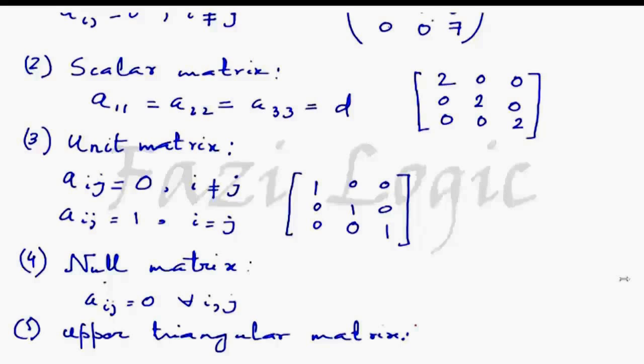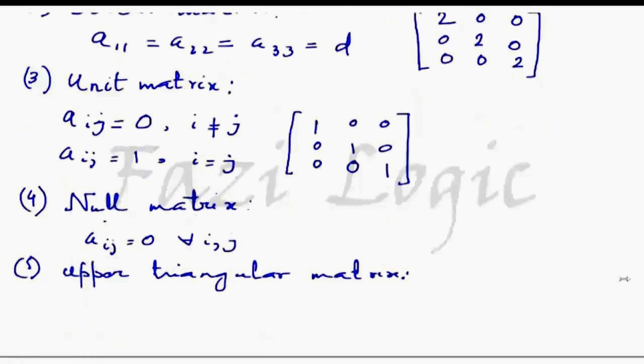What is an upper triangular matrix? If all entries below the leading diagonal element of the square matrix are 0, that is, Aij equal to 0 for i greater than j. That is, all the entries below the leading diagonal of the square matrix are 0.